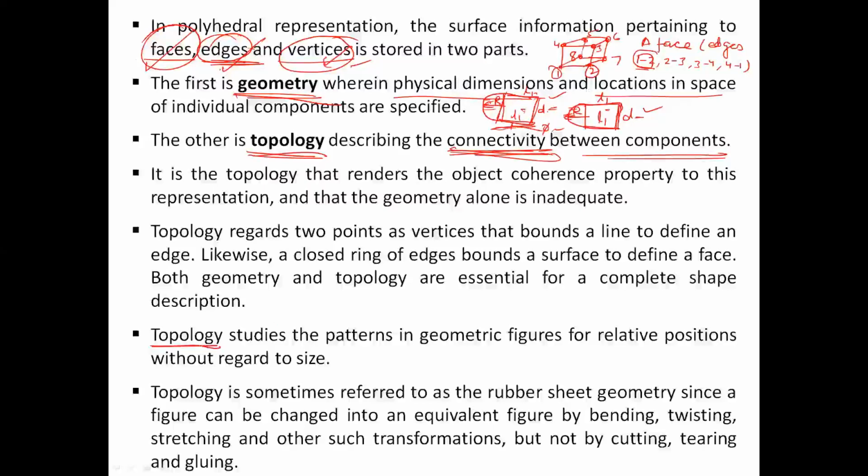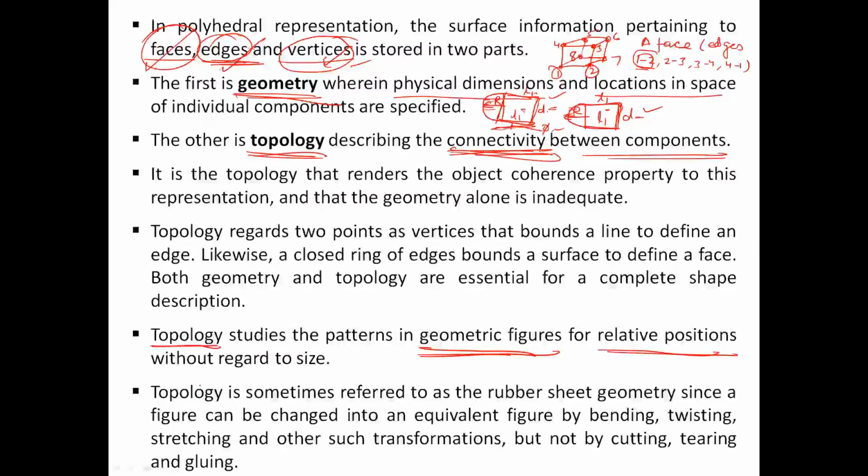Okay. Now, what you have to understand over here is that the topology is not actually looking into the dimensions. What it is looking at is geometrical figures and their relative positions. Okay? So when you are talking about a topology, you have to understand that topology is the geometrical features and the relative positions. And what is geometry? Geometry is the study about dimensions, not volume, not surface area. Study about the dimensions of that object.